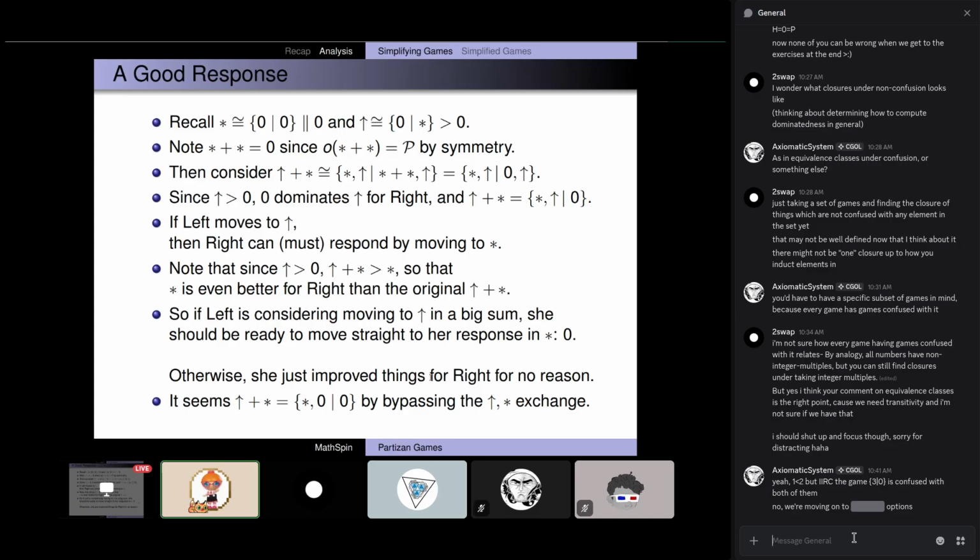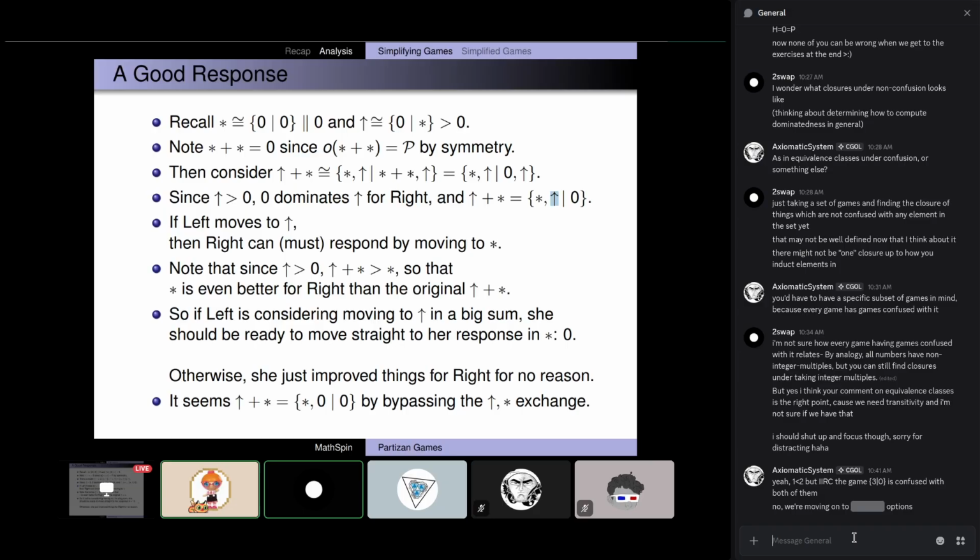So it's a little more complicated, more subtle than that, because in some big sum, maybe left's best move is not local to 0. Maybe left wants to move to the star that she always had instead. Sometimes the star will be better in some sums. But when the star isn't better, or when left would consider moving to up, left better be ready for right to make a good response, and then left should respond in kind. Otherwise, what are you even doing moving to up?